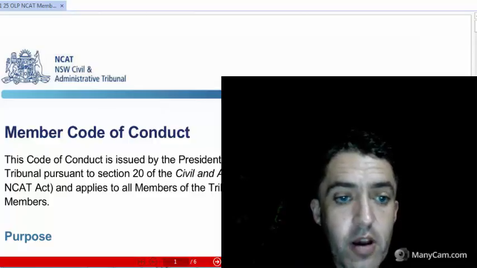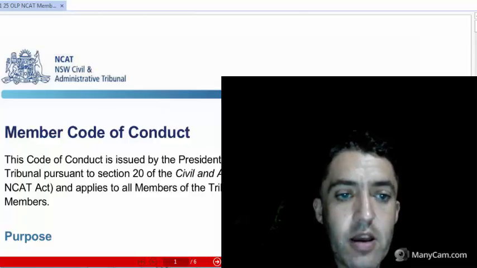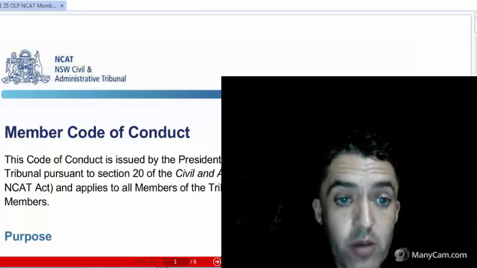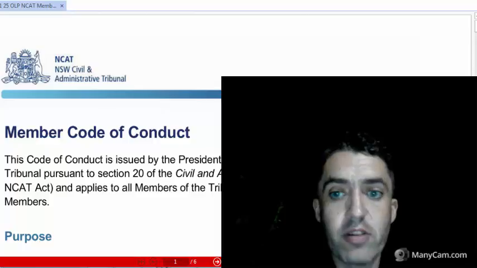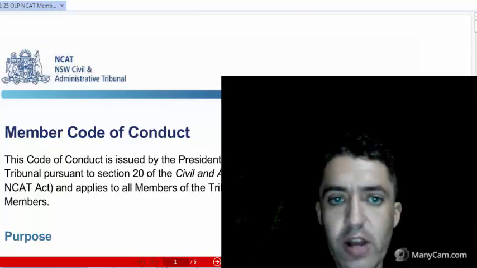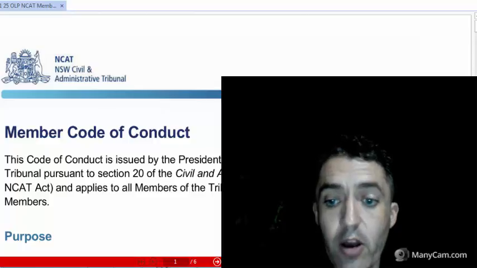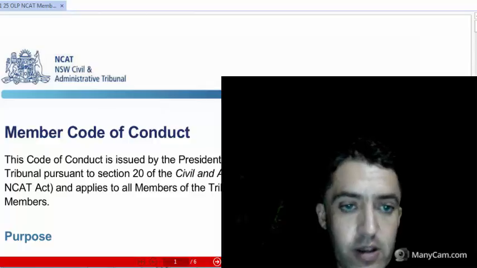This is the Member Code of Conduct for NCAT, that's the New South Wales Civil and Administrative Tribunal, and this is the Member Code of Conduct. This was written by the President, so I'm just going to read it out. It's only 6 pages, it's quite widely spaced. And hopefully you'll see why this is relevant in the past. So this is just me reading it, okay?